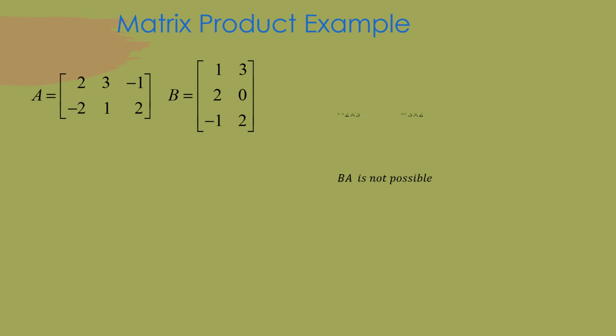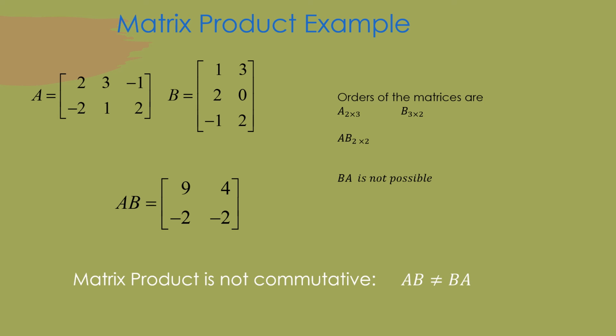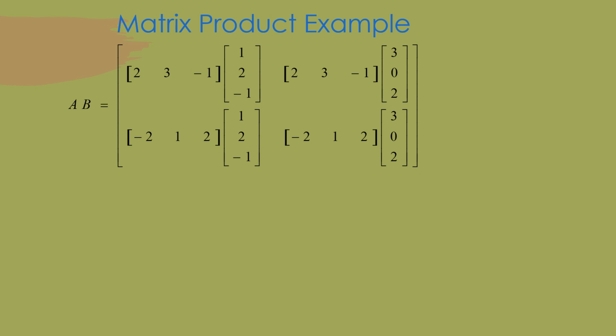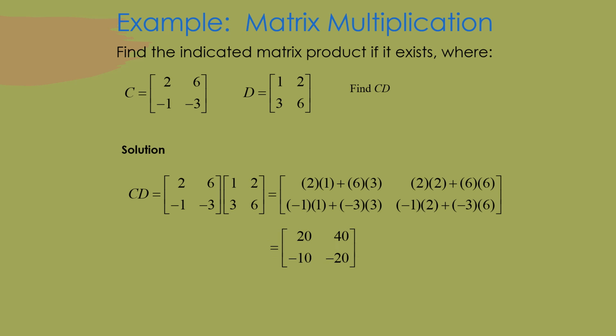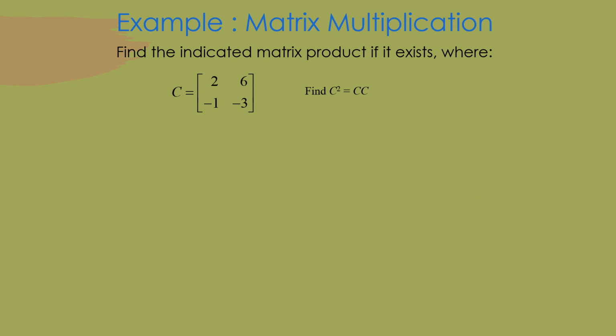In this case, AB is possible, but BA is not possible because B has 3 rows and 2 columns, and the other one has 2 rows and 3 columns. So this BA is not possible. AB and BA are not equal, in which case the product is not commutative. Here again you can find the value for AB by multiplying the corresponding elements, or CD, and C squared by multiplying the same matrix twice.